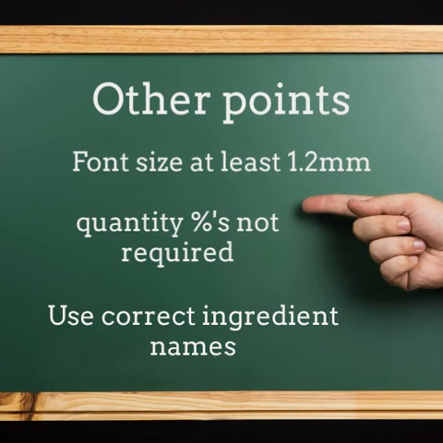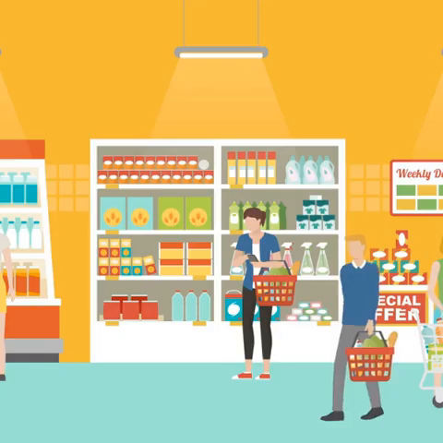Some other important points. Firstly, the font size should be at least 1.2 mm in height, based on a lowercase x. Sometimes you will find quantity percentages in the ingredients list. These are not required on the label of pre-packed for direct sale foods. Finally, you should ensure that you use the correct name for the ingredients. For example, vegetable fat spread is not the same as butter.